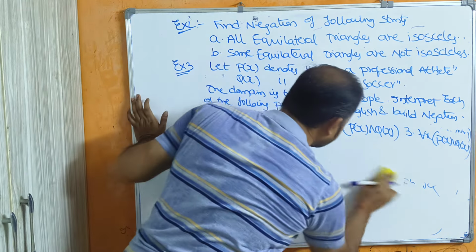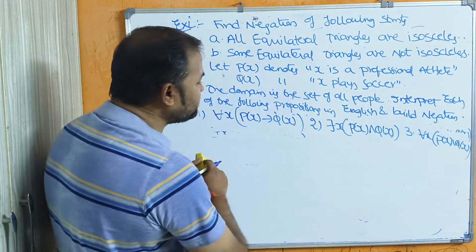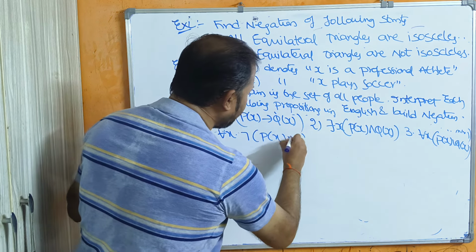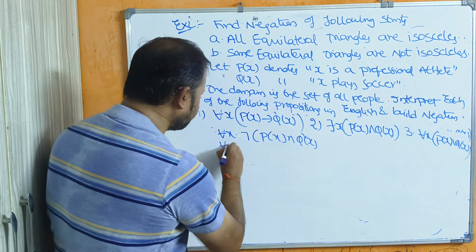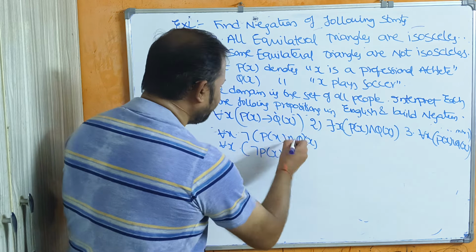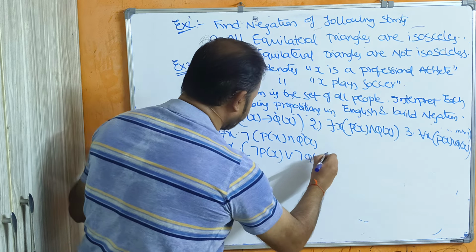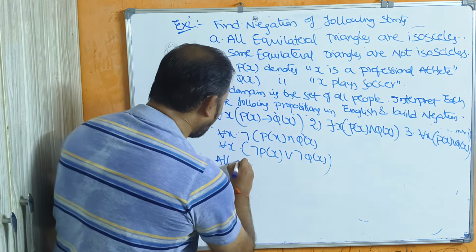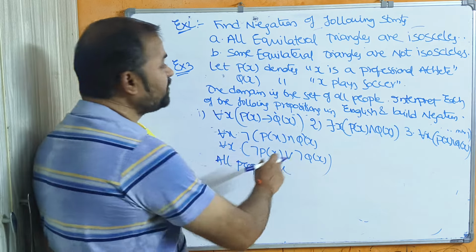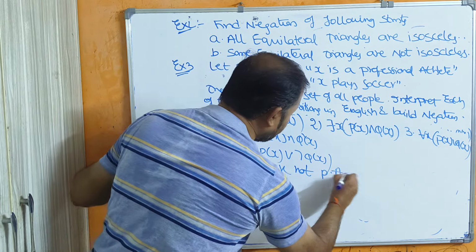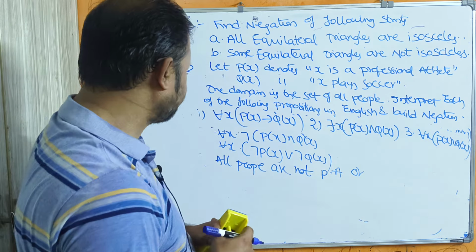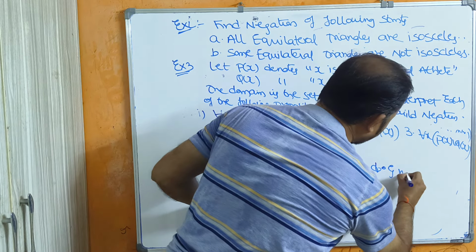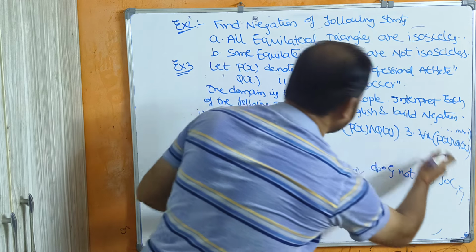Now let us see the second one. Negation of there exists x means for all x. Next, negation of P of x and Q of x. So for all x, we can write this as negation of P of x, negation of and means or, negation of Q of x. So all people are not professional athletes, or negation of Q of x means doesn't play soccer.